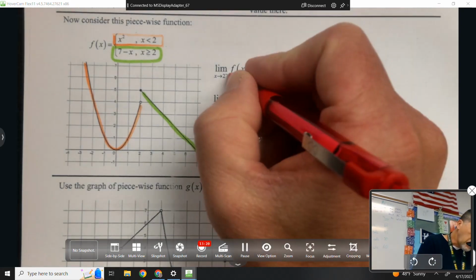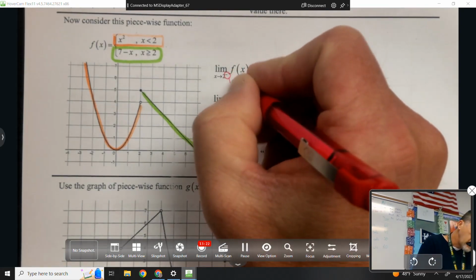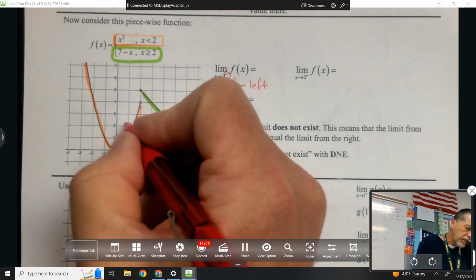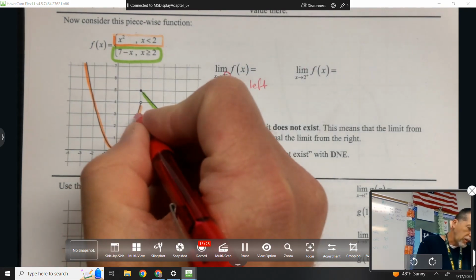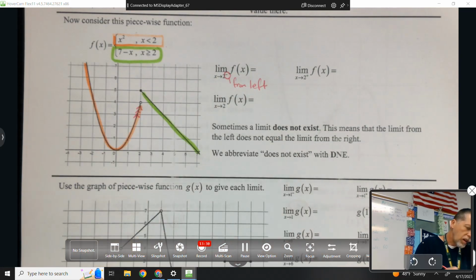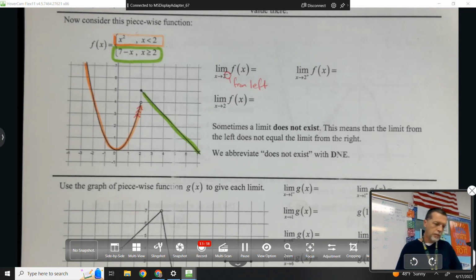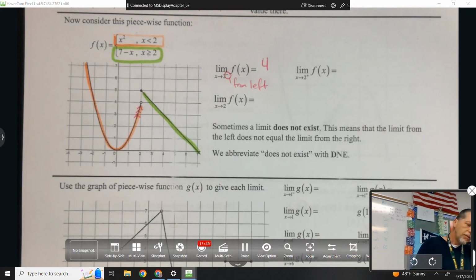Limit as x approaches 2 from the left. So we're coming from the left. That would put us on this branch. So what is that limit? What does the limit equal? Because what is the value? What is the function approaching? 4.